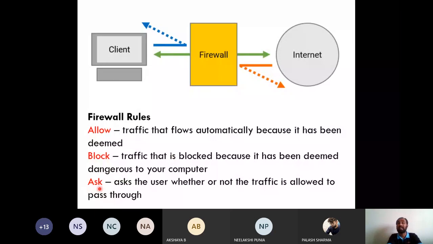Whereas the third case is ask, which is also very important. When this ask comes into the picture, again, as usual, a security person is working and one new person comes, who does not belong to the college, but he may be a visitor to the college, or he may be a relative of someone who may be working in the college.